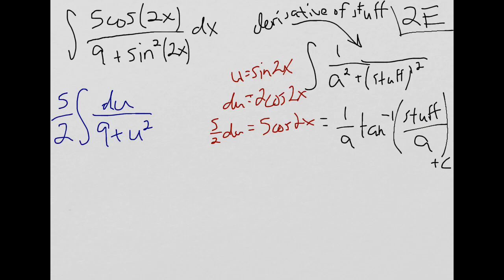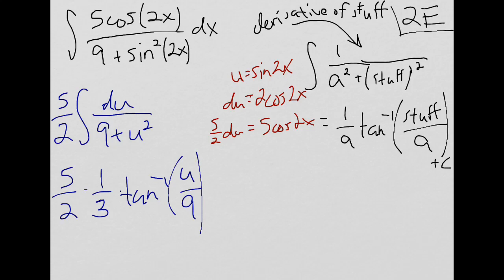So as I integrate, I get 5 over 2. Don't forget your 1 over a. I need to have that. My a value is the square root of 9, which is 3. So times 1 over 3 times tan inverse of u over my a value.